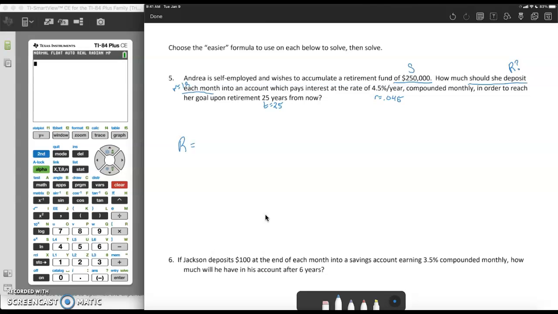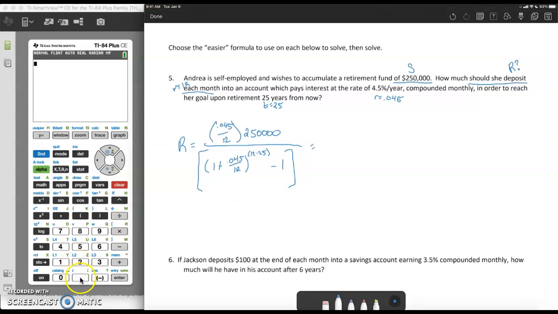So I'm going to set this up as R equals a giant fraction, parentheses on the top, 0.045 over 12, close those up, times, still on the top, $250,000. And then going to the bottom of the big fraction, set up a giant bracket, inside that a parenthesis. Inside that parenthesis, we're going to do 1 plus 0.045 over 12, close it up, to the 12 times 25 power, and I'm back down on the main level, minus 1, close up the giant bracket.